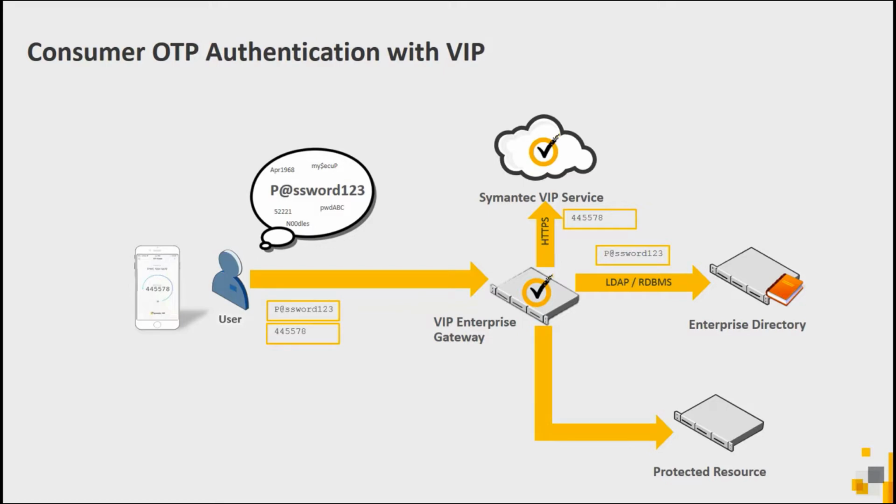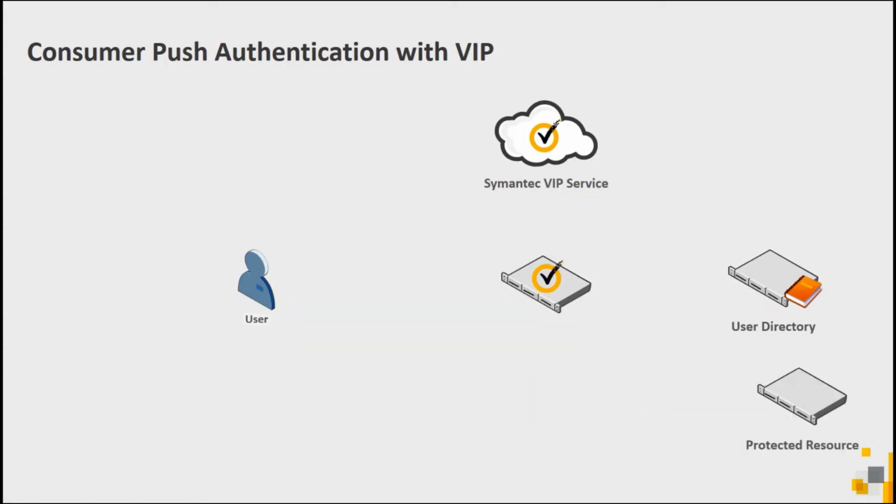The user is then granted access to the protected resources if and when that first factor authentication, or the username and password, and that 6-digit code are both authenticated together. That's your two-factor authentication. The second use case is a customer using push authentication with VIP. Again, same players. You can see the Symantec cloud services, the user directory, protected resources, and the gateway in the middle. We start with the user again on the left.